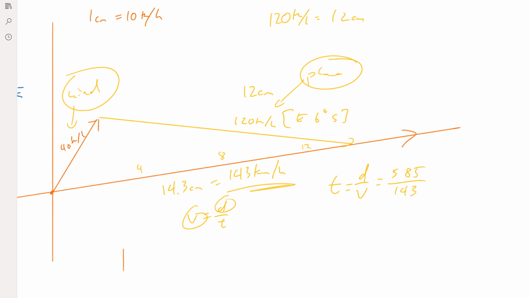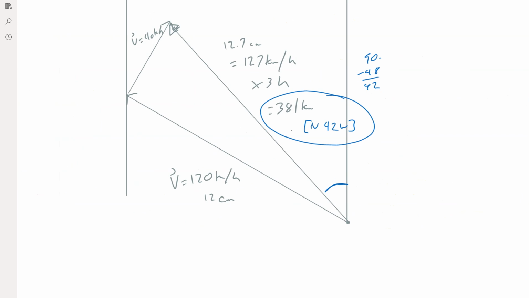So I'm going to go ahead and use my calculator now. Plug that in. And we end up with an answer of 4.09 hours. So is this my final answer? Well, not quite. Let's go back to what we did at the beginning of the question.